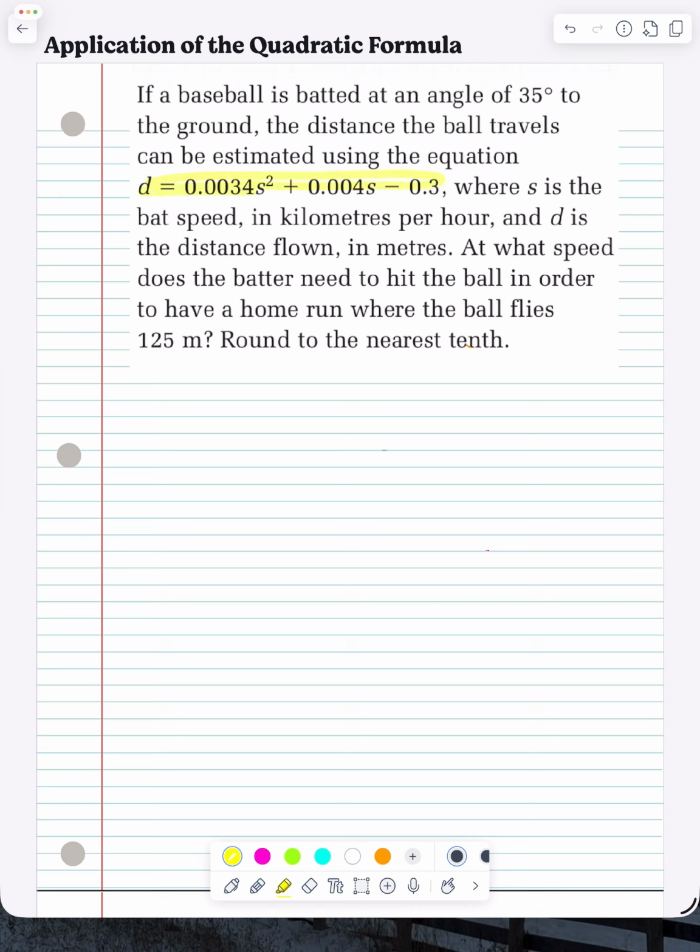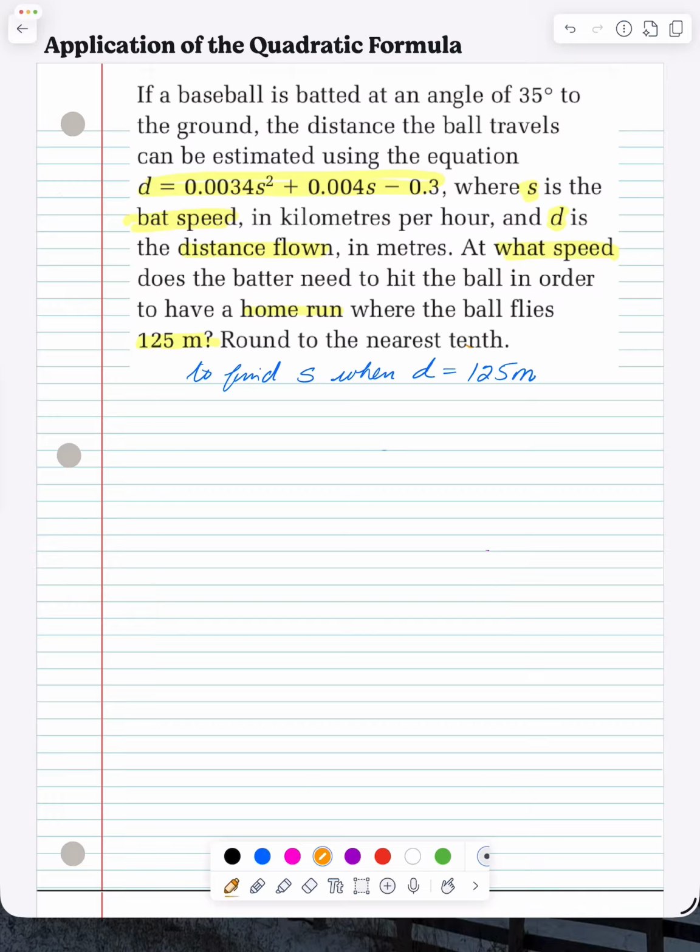D is the formula that's given to us. S is the bat speed in kilometers per hour. And D is the distance that the ball has flown in meters. The question is asking us for what speed does the batter need to hit the ball in order to have a home run where the ball flies 125 meters. What this question is asking us for is to find S when D equals 125 meters.